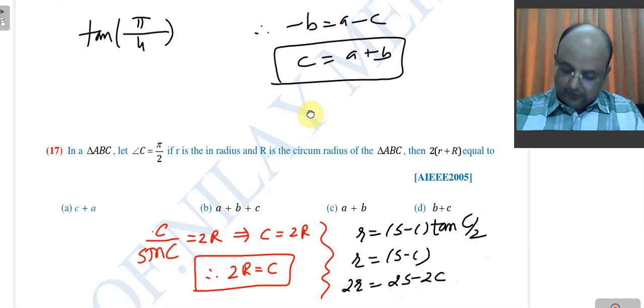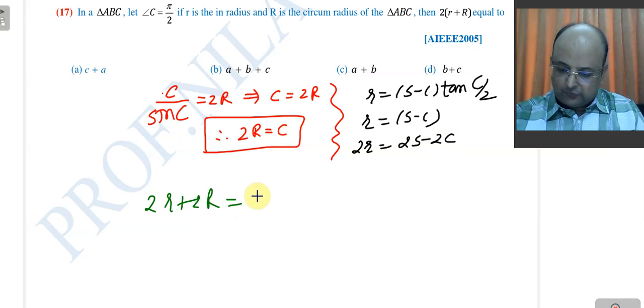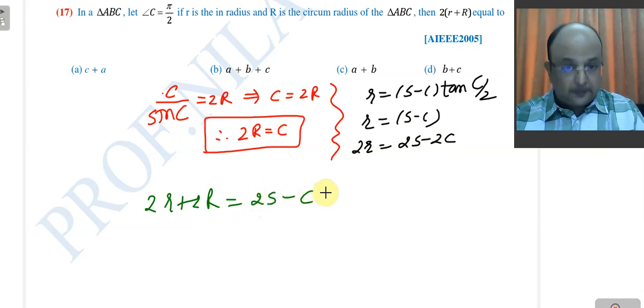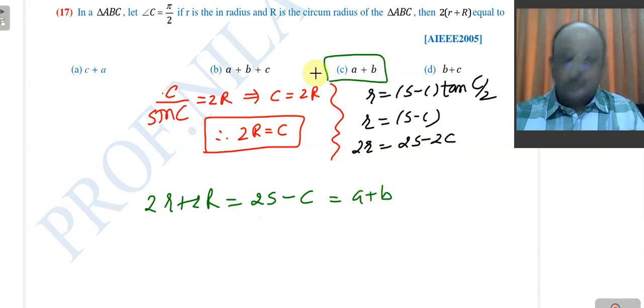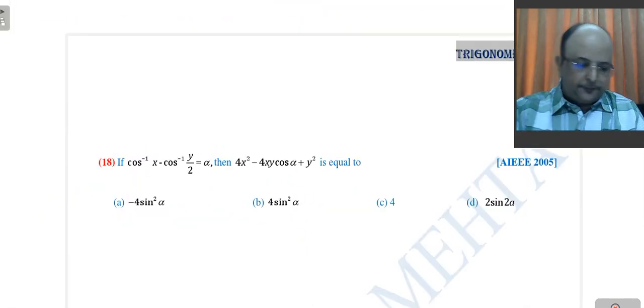I go for adding both the results. 2r plus 2 capital R equals 2s minus 2c plus c, that is 2s minus c. But 2s is a plus b plus c, minus c will be cancelled and you are left with a plus b. So that was again easy. Yeah, we go for now your question number 18.